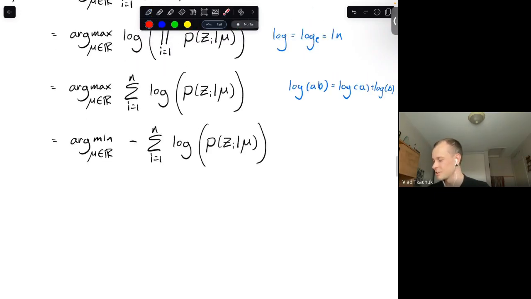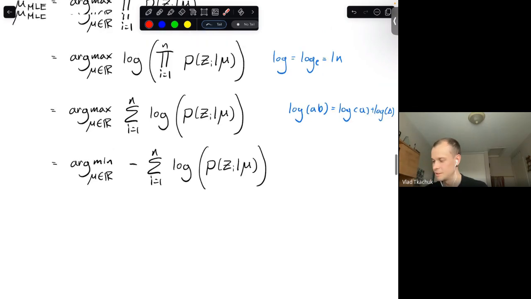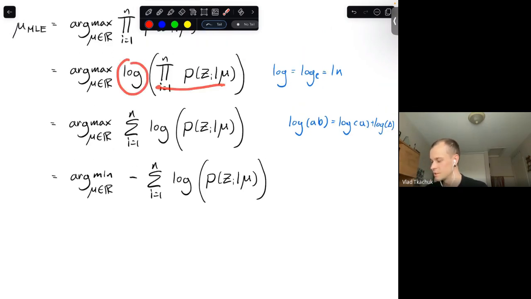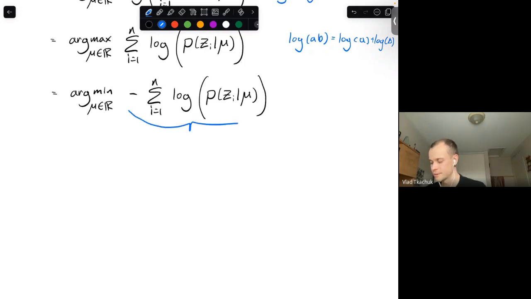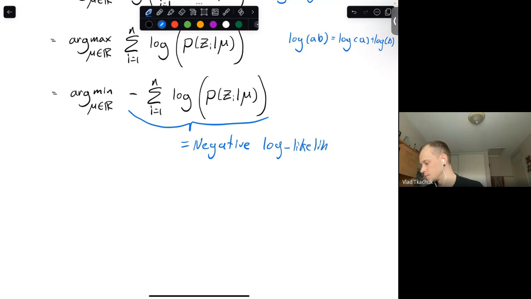Okay, and the change from product to summation is entirely because of this property. Here we have the logarithm of a product, A times B. And here we have the logarithm of A plus, which is a sum, log B, right? So log of the product becomes the sum of the logs. Okay, great. And I wanted to mention that this thing now has a very intuitive name. It's not the likelihood anymore. It's now called the negative log likelihood.